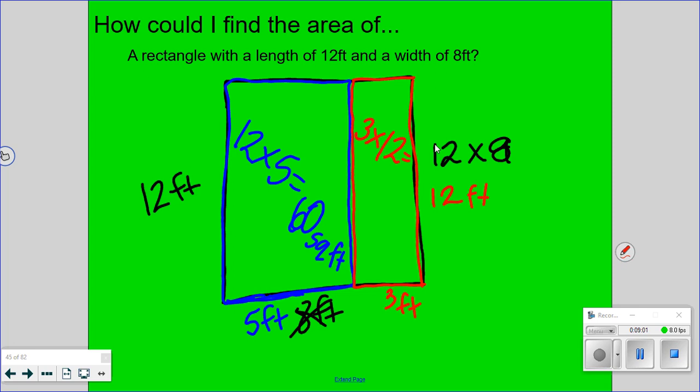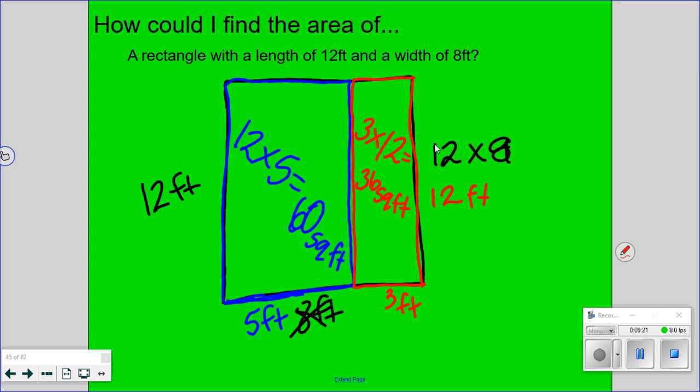Brilliant, Emma. Love that strategy. I'm here for it. Way to stick with it, Penelope. What'd you get, Penelope? 36 pineapples? 36 what? Square feet.